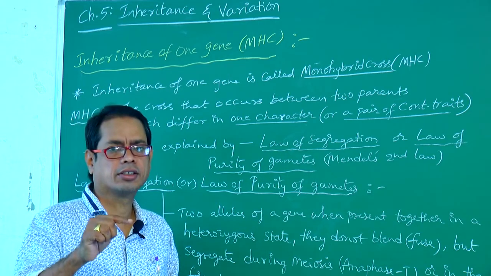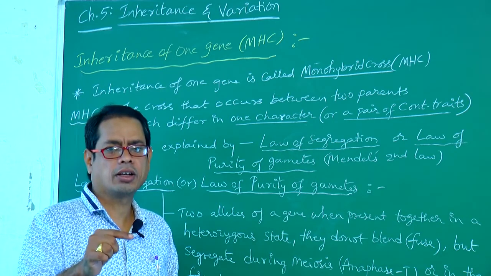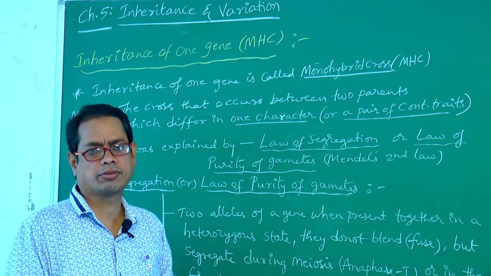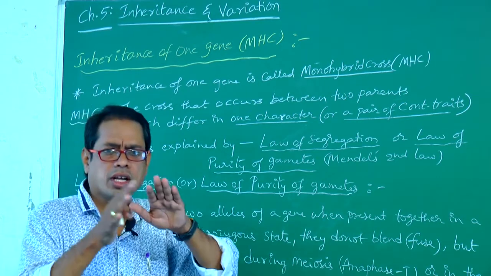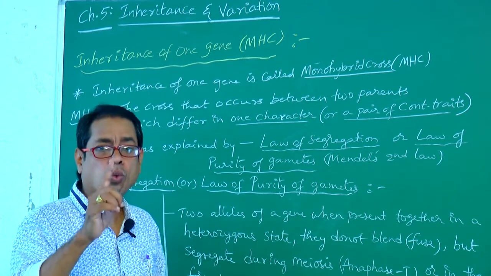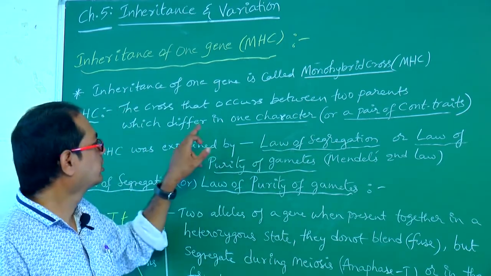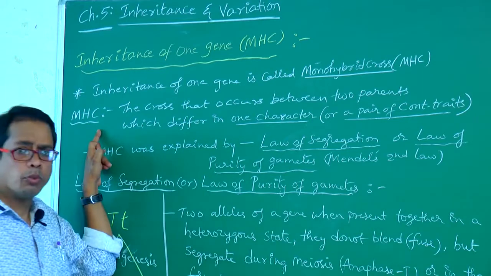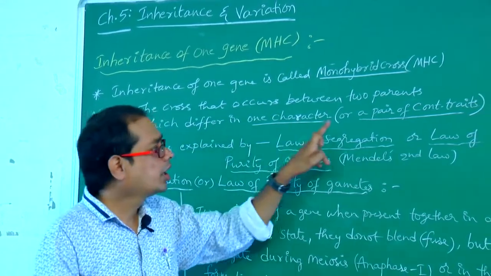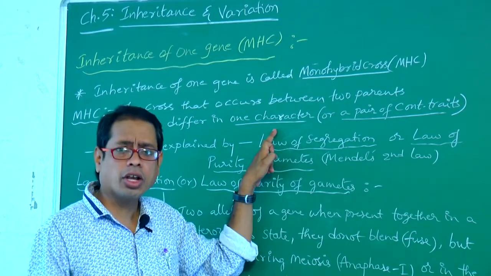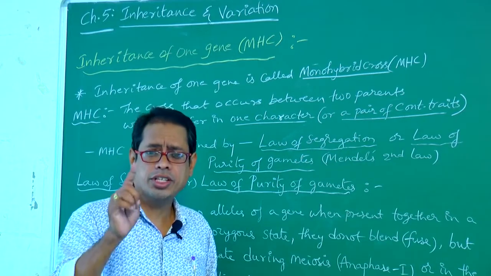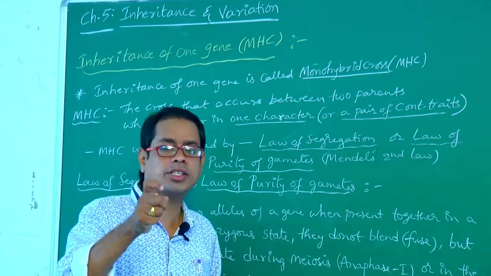Character is flower, character, axial or terminal. Flower position is the character. So, the cross that occurs between 2 parents which differ in one character is called monohybrid cross. One character possesses how many contrasting traits? A pair of contrasting traits. Just remember, a pair of contrasting traits.